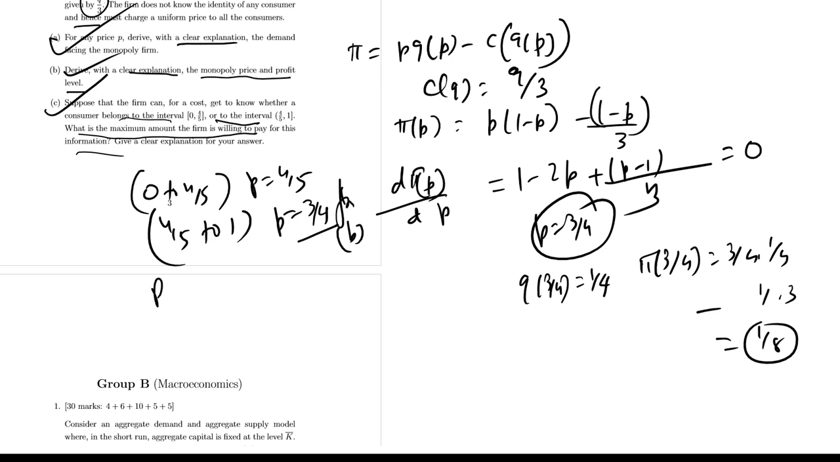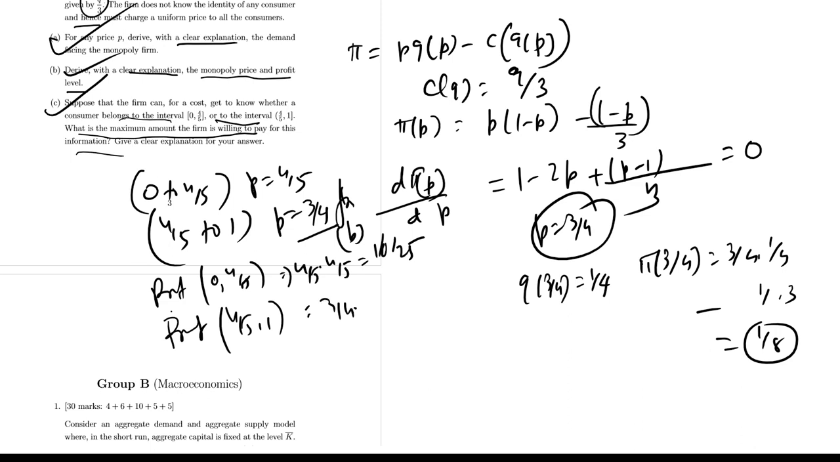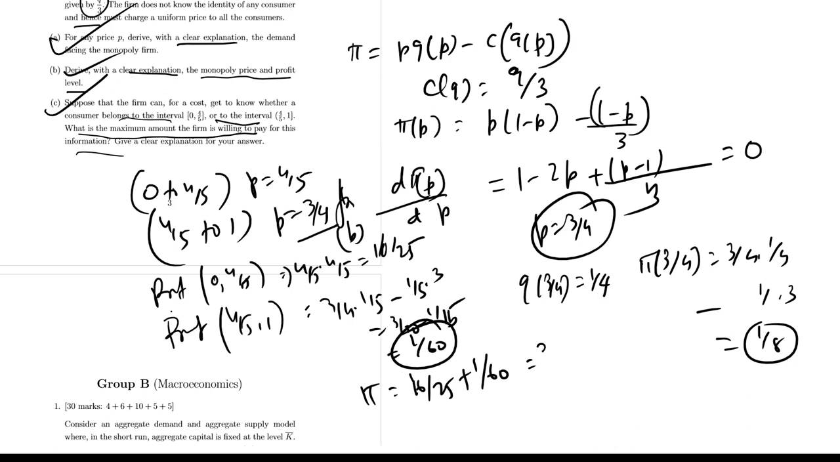So profit for 0 to 4 by 5 is 4 by 5 into 4 by 5, that is 16 by 25. Profit in case of 4 by 5 to 1 is 3 by 4 into 1 by 5 minus 1 by 5 into 3, which is 1 by 60. So the total profit is 16 by 25 plus 1 by 60, that is 31 by 60.